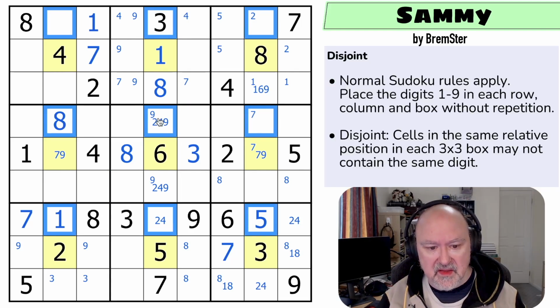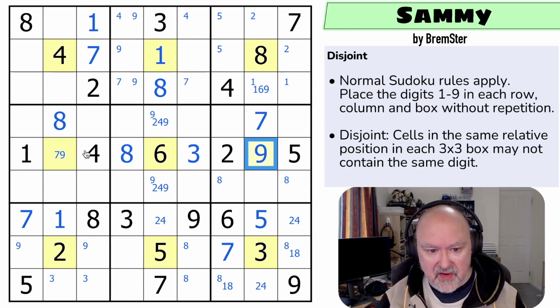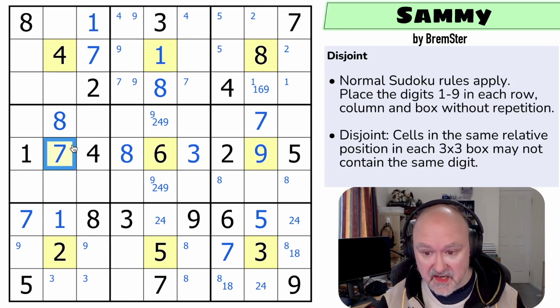That can't be 7. That can't be 7 because it's an 8. That can't be 7 because it sees a 7 and the 7 in the rows. That's the 7, making that the 9 and that the 7. And now I've done yellow, which is cool.